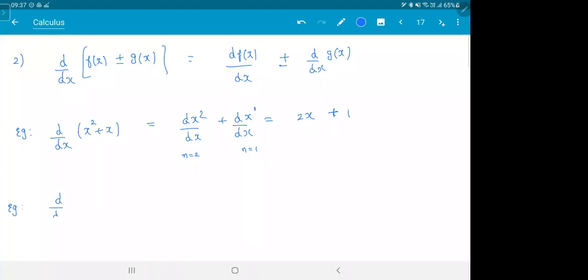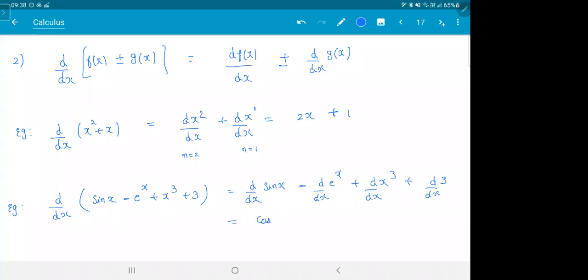Example. Suppose someone gives you sin x minus e power x plus x cube. You can have multiple functions also. Then you just need to differentiate. Let me give you one more, plus 3. So you can just differentiate each one separately. D by dx of sin x minus d by dx of e power x plus d by dx of x cube plus d by dx of 3. It doesn't matter how many terms you have.